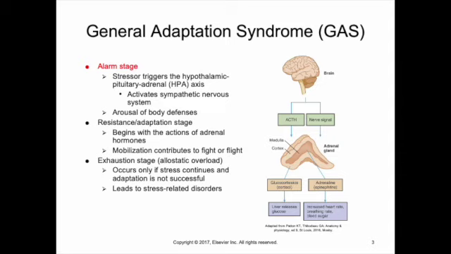A release of hormones will occur from the hypothalamus and the pituitary gland and the adrenal glands. This HPA axis activation is going to lead to a release of stress hormones from these glands, particularly cortisol from the adrenal glands. And then the sympathetic nervous system becomes activated and it releases adrenaline and noradrenaline. Hormonal and neural responses will prepare the body for immediate action. And this is that arousal of the body's defenses.